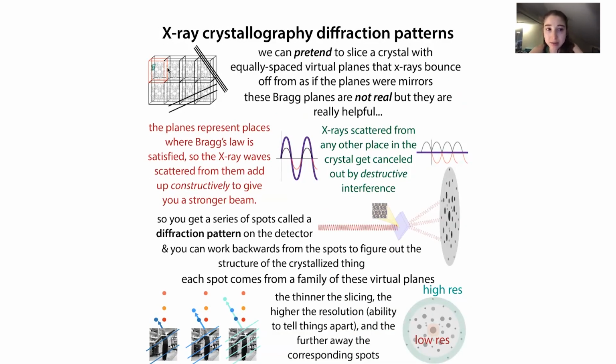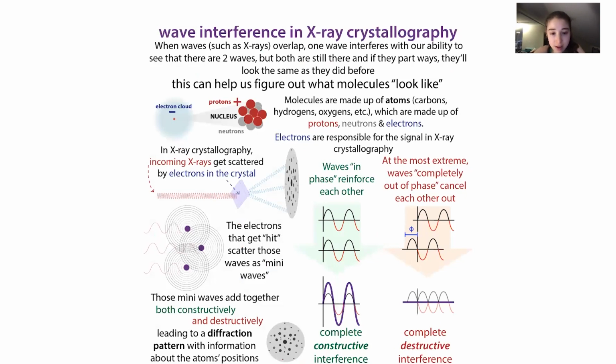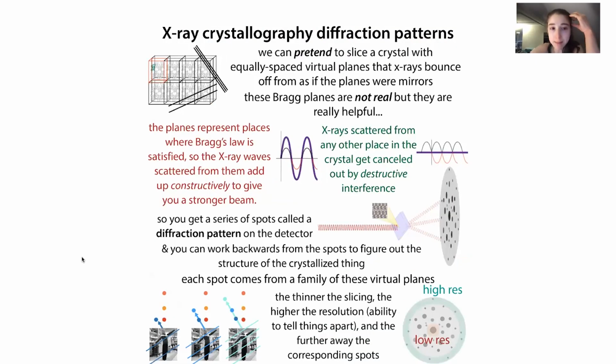Because you have this regularly repeating pattern in the crystal, we can make a simplification where we visualize slicing our crystal into these planes called Bragg planes, which are places where those conditions for complete constructive interference are met. And because of the nature of the crystal, everywhere else is going to cancel out, except in these places where Bragg's conditions are met, which we can imagine as these planes that we're slicing our crystal through.